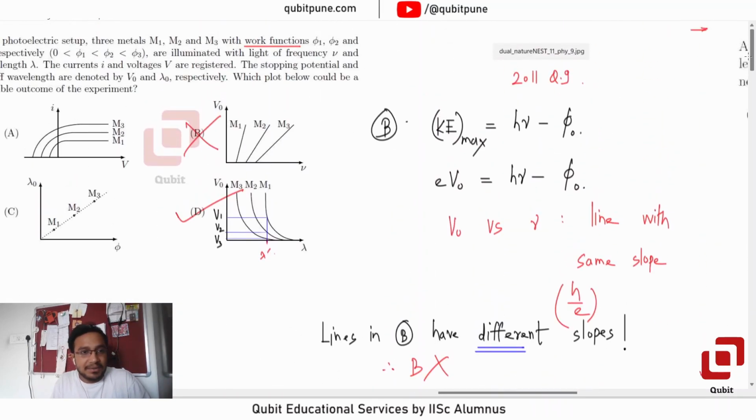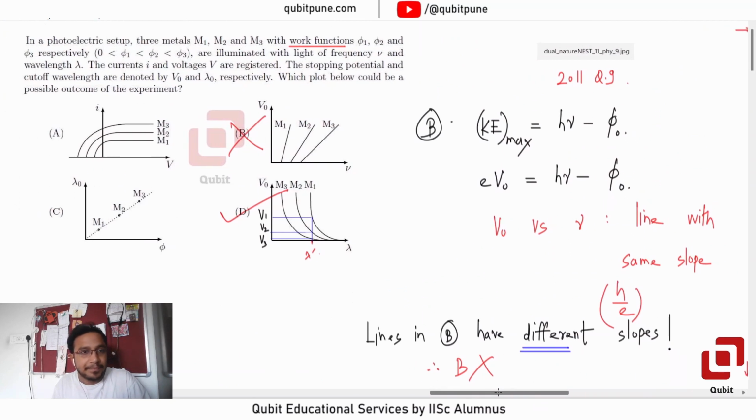So which option is correct? D is correct, not C. Okay, fine.